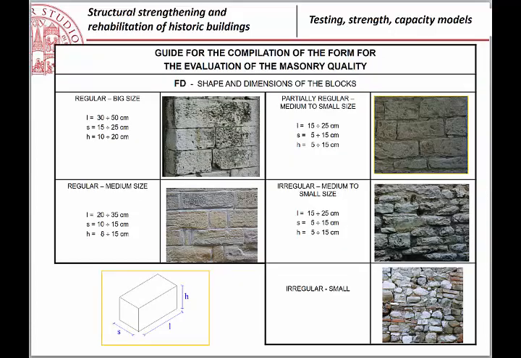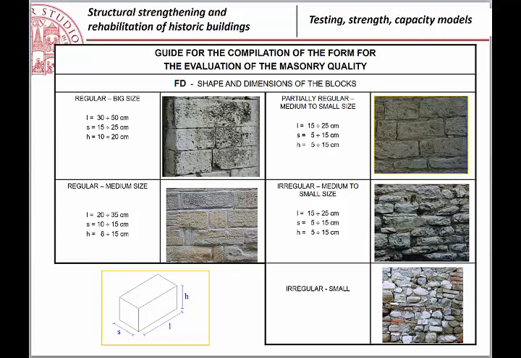Shape and the dimension of the blocks. If the blocks are of greater dimension, of course it is better, because the inner quality, the inner strength of a block, of course, is much higher than the strength of the final masonry. So greater blocks are much better.